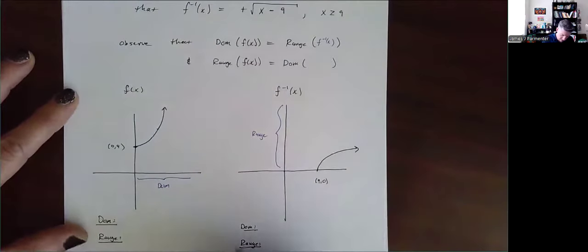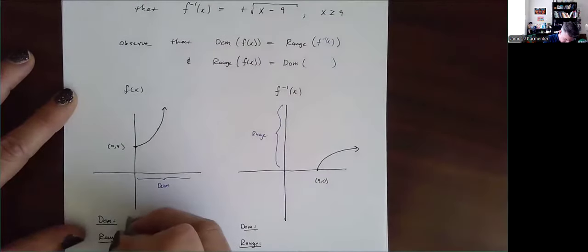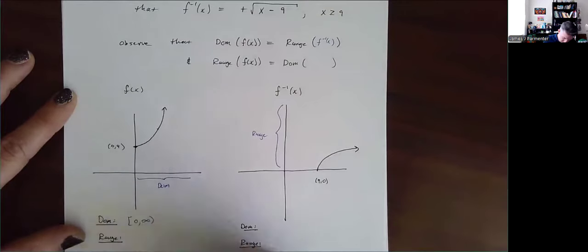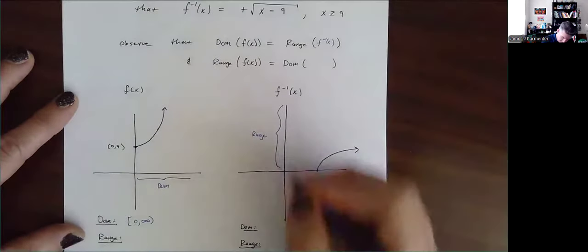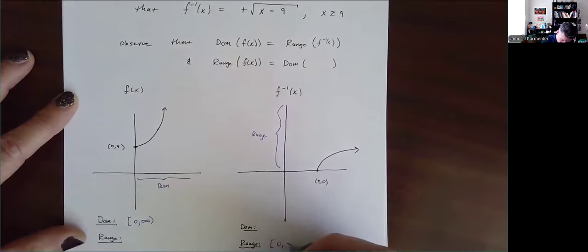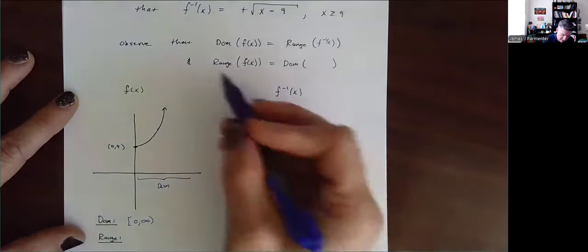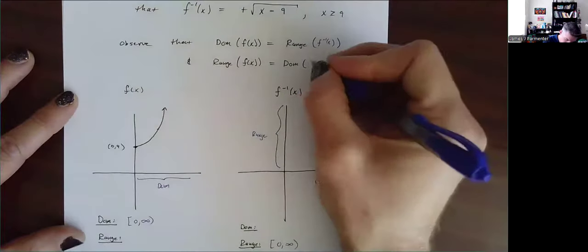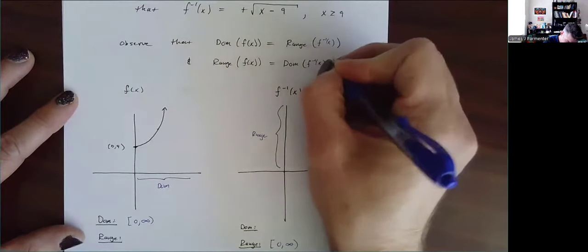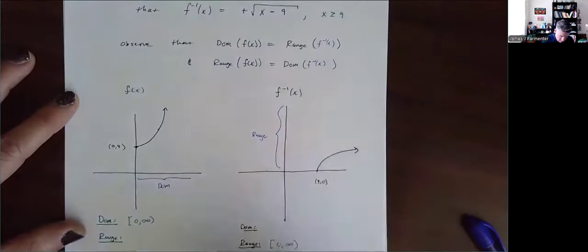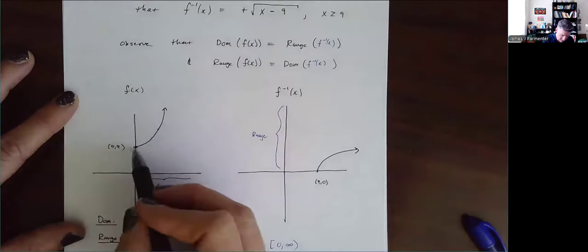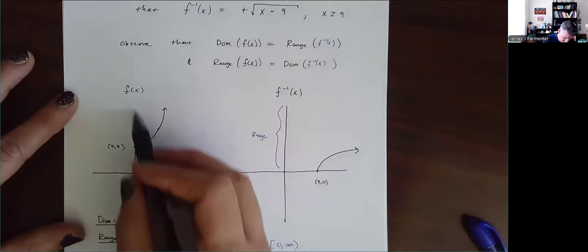So in this example down here, the domain of this function is 0 to infinity, inclusive of 0. The range of this function is 0 to infinity. And similarly, the range of f of x is equal to the domain of the inverse function. So here, just looking at the y values, the lowest y value is 9. So my range goes from 9 all the way to infinity.